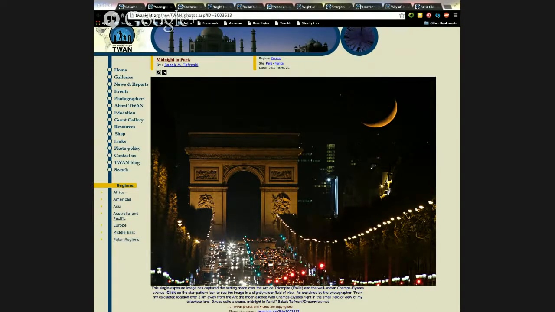So I planned in advance, and I went to the location, which was very easy this time. It was in the middle of the Concorde Square that I captured this shot. You can see a few stars above the moon. These are not stars. These are the lights at the top of the towers. Oh, wow. At the modern part of Paris.